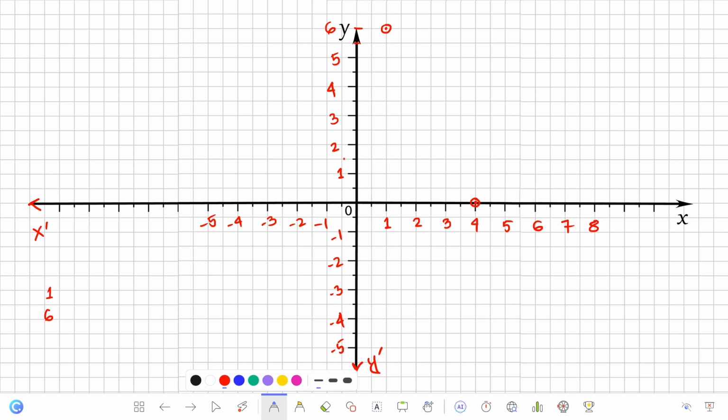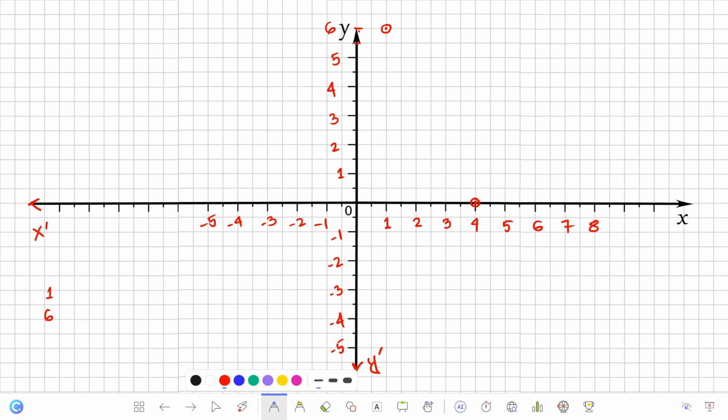Okay, and then we have 0 comma 8. Oh, I don't have enough space to plot the point because it's only up to 6, then there will be 7, and then there will be 8. So while plotting on the graph paper, kindly make sure that you have enough space in all directions to plot all the points.